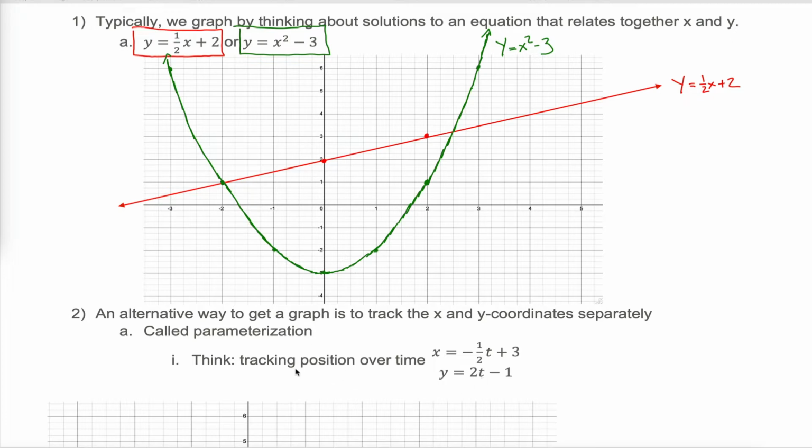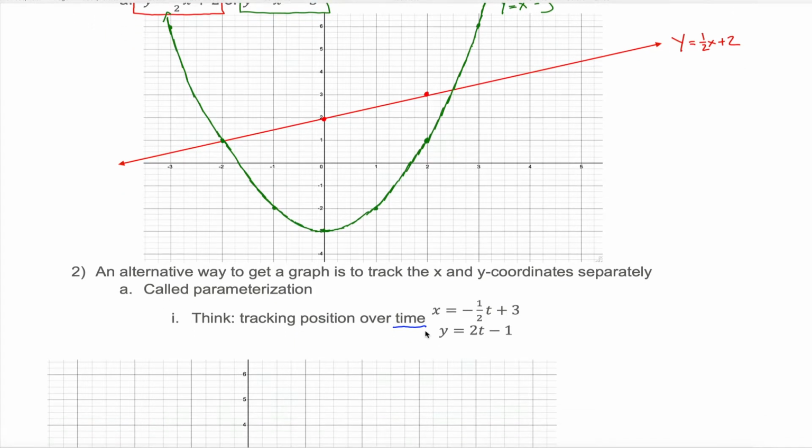I think the easiest way to think about it is think about we're tracking the position of something over time. So that's a big advantage with parameterization as opposed to just having these curves. There's no notion of time here. This is just the series of points that satisfies this equation. But by changing from one equation to two equations, we can introduce a new variable, time, and then we can kind of think about movement along a line as opposed to just the line itself. Let me show you how it works.